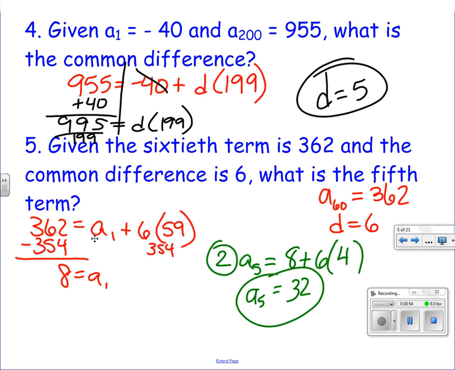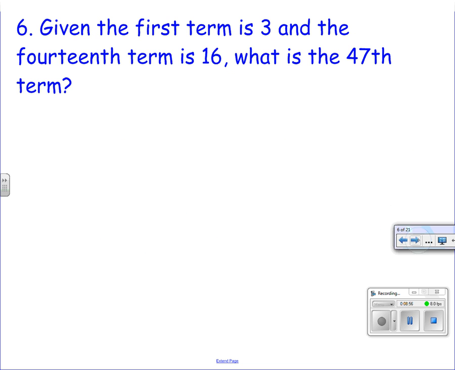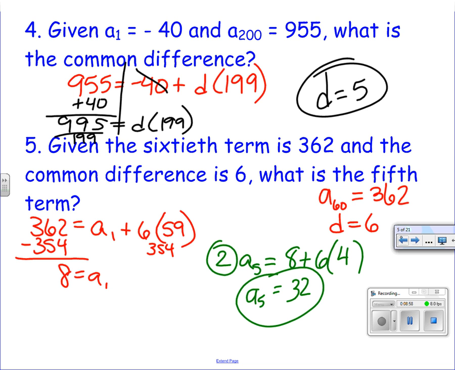Any questions on that one? Okay. So I need the n, and in this step, because I'm done with this now, the n is 5.